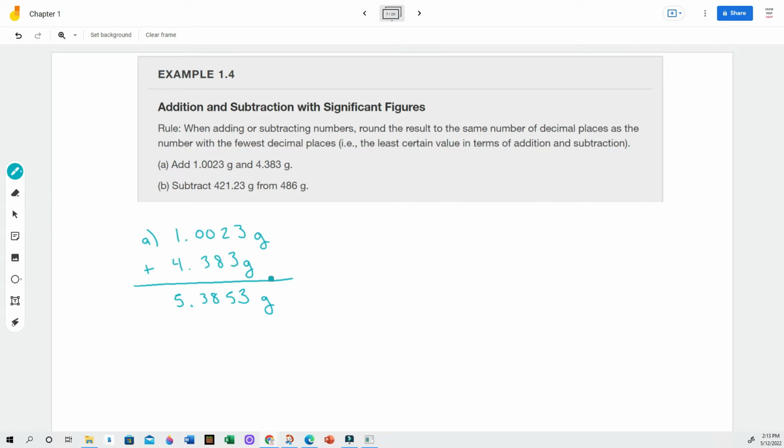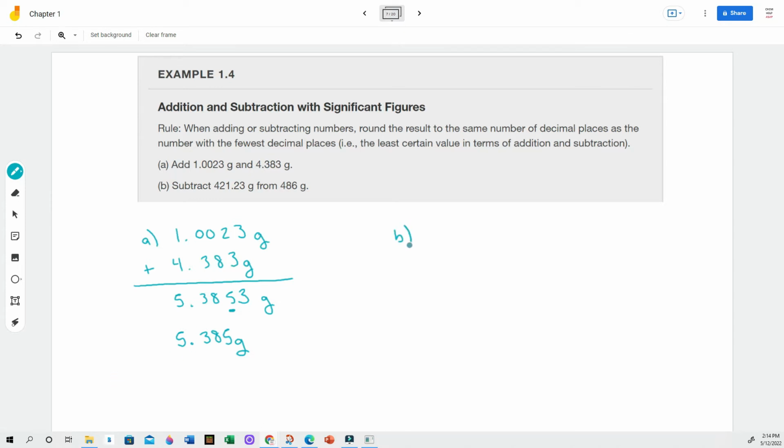Now let's determine significant figures. So again, addition, subtraction, just like the rule reminded us, we're looking at numbers of decimal places. My first number here has 4 decimal places and my second number has 3 decimal places. Well, the number with 3 decimal places is going to limit my answer to 3 decimal places. So 3 decimal places here means I'm going to round at that 5. Because there is a 3 to the right of that 5, my answer is actually 5.385 grams. And that is my final answer with the correct number of sig figs.